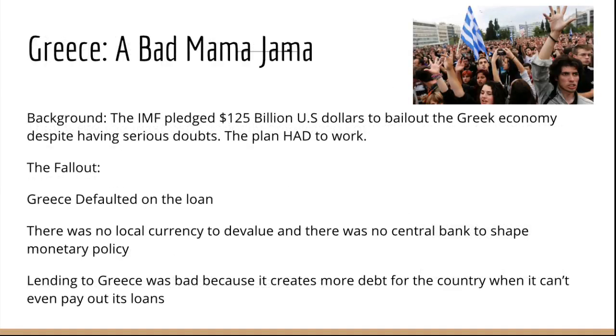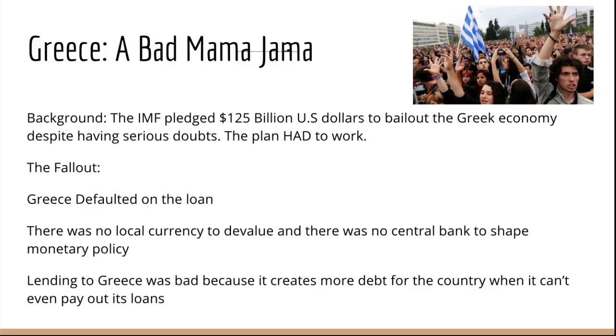Greece, a bad deal. The background of this situation is that the IMF pledged 125 billion US dollars to bail out the Greek economy despite having serious doubts on whether the Greek government could pay back the IMF or not. The IMF had no plan B, and this plan A had to work in order for the Greek economy to survive.